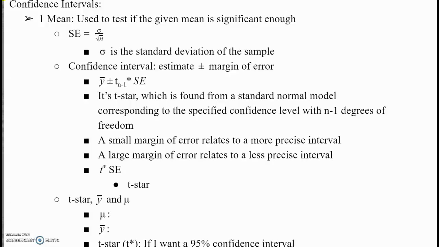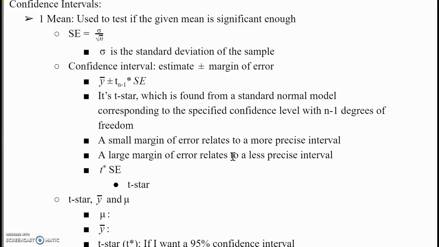You've got these. A small margin of error relates to a more precise interval, whereas a large margin of error relates to a less precise interval. Now, what does that mean? It just means that, for example, if you have a small margin of error, your t star over here is fairly small. T star is fairly small means your confidence level is also fairly small, which just means that you're not that confident. But despite not being that confident, you're still pretty precise. Same goes if you have a large margin of error, your t star is pretty high. That means you have a high confidence level, but you might be less precise.